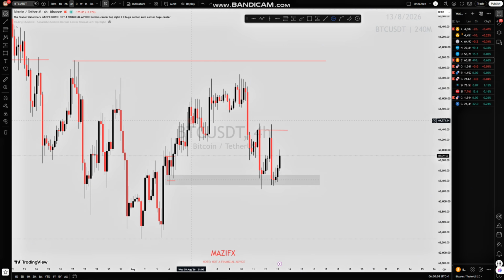So since this structure is taken, the daily range is now extended from this low to the next high here. That becomes the daily range. And we can see this perfectly fitted inducement. This guy is also an inducement.